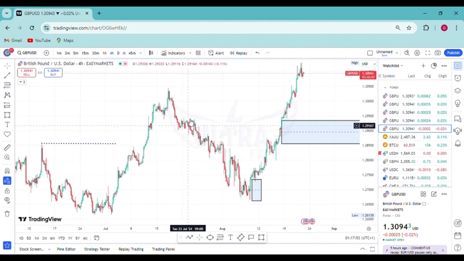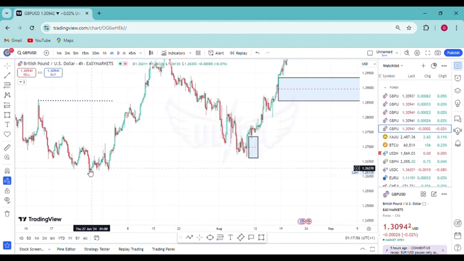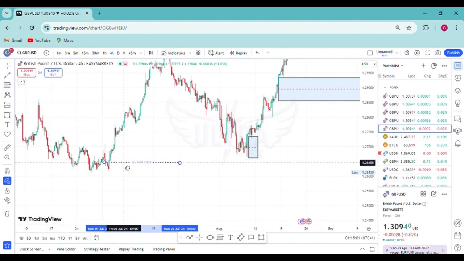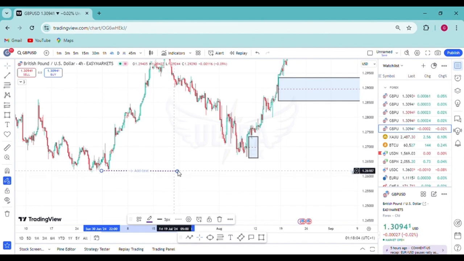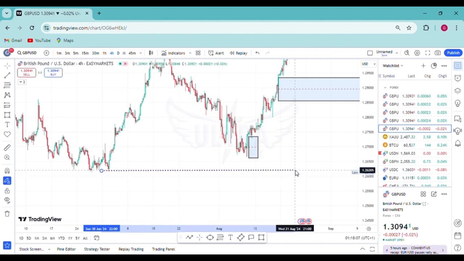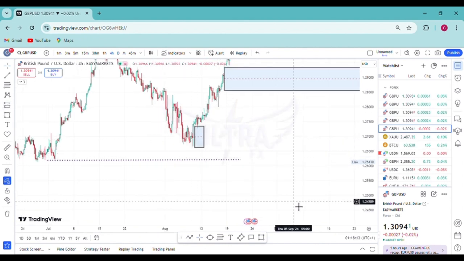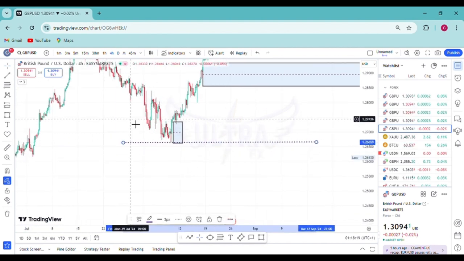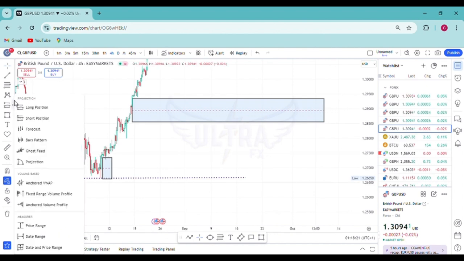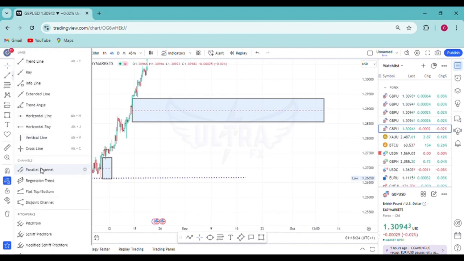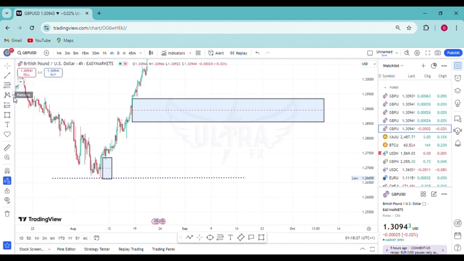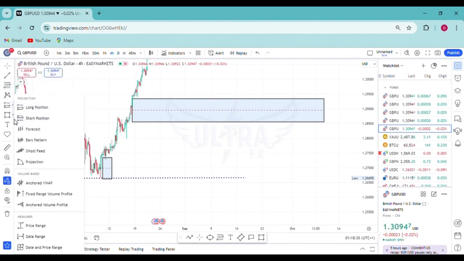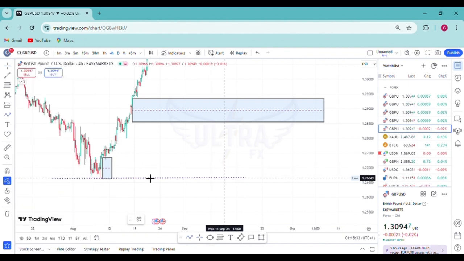So when the market comes down, unless the market breaks this low right here, that is when you should be looking for confirmation that the market wants to rally to the downside. So let's see something like this. When the market breaks this one here, like this. So let's see, the market breaks this one right here.